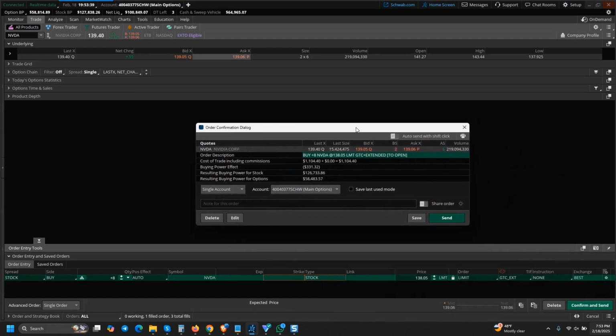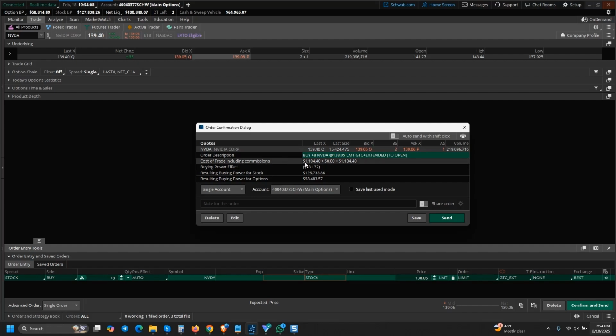This is how we review exactly what we're going to do. And in this case, you can see we're buying NVIDIA. Again, it's green. It shows us we're going to buy, shows the last price, the current bid and ask. Again, this is different because we're in aftermarket trading. It only shows the last closing price here. Our order description: I'm going to buy 8 shares of NVIDIA at 138.05. That's the limit price. I won't pay more than that. This is good till canceled, including extended hours.